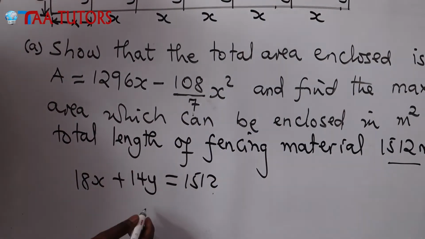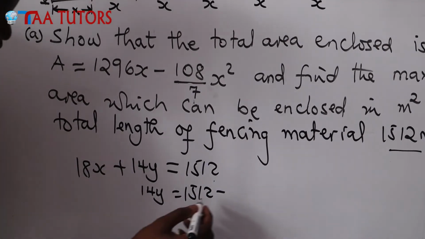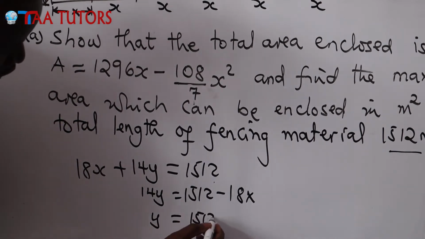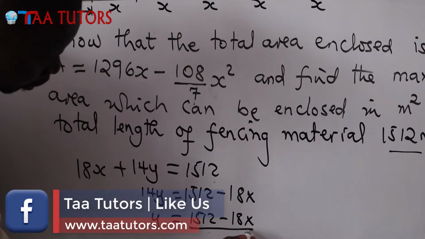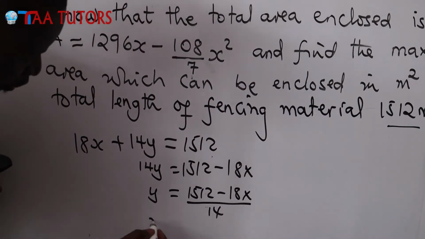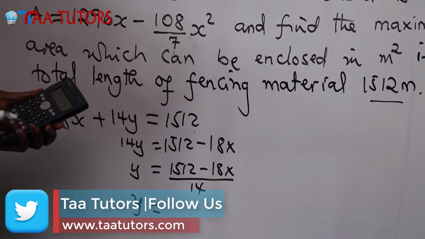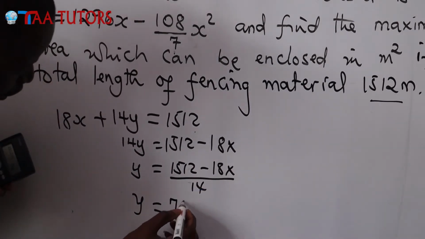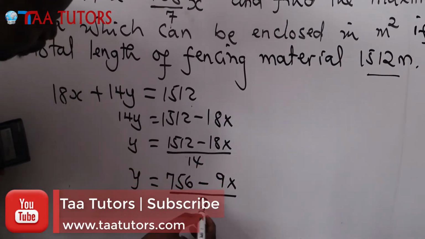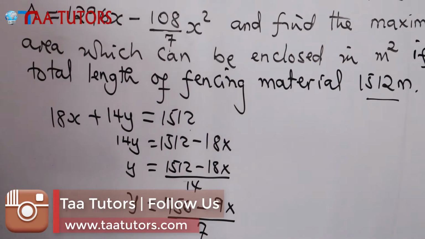So if I make y the subject, I'll say 14y equals 1512 minus 18x. Y here will be 1512 minus 18x, divided by 14. So y equals, if I divide by 2, 1512 divided by 2 will be 756 minus 9x over 7. So we have y equals 756 minus 9x over 7. That's the value of y.